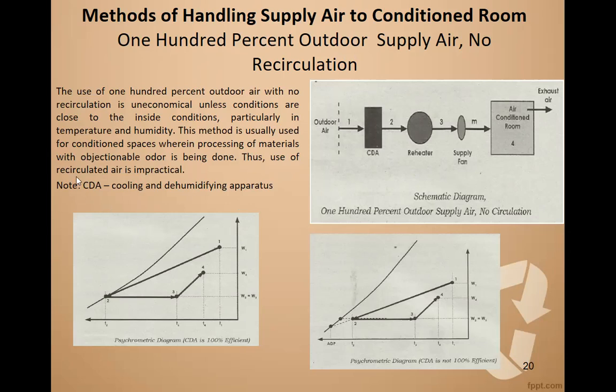Okay. So, the use of 100% outdoor air with no recirculation is uneconomical unless conditions are close to the inside conditions, particularly in temperature and humidity. Masyadong malayo sa labas, so hindi na talaga ito economical. Pero kung bagyo, halimbawa, maliit na difference na lang, pwede ka nito para ma-maintain lang yung sa room. Malapit ang temperature sa outdoor air, so maliit ang cooling mo.